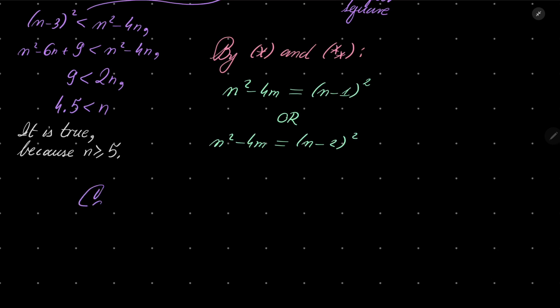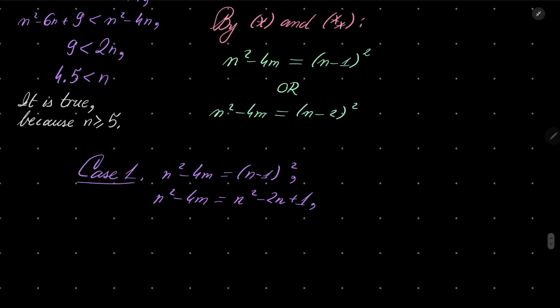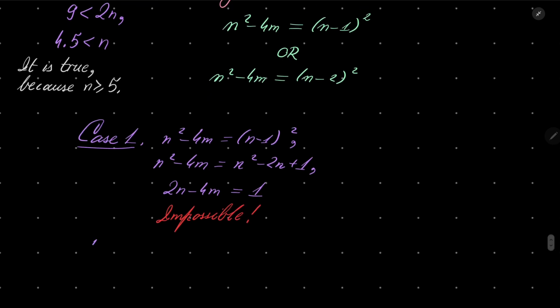Case number 1: n squared minus 4m equals (n minus 1) squared. Let's expand it. n squared minus 4m equals n squared minus 2n plus 1. In other words, 2n minus 4m equals 1, which is clearly impossible because this number is even and this number is odd. Impossible. No solution there.